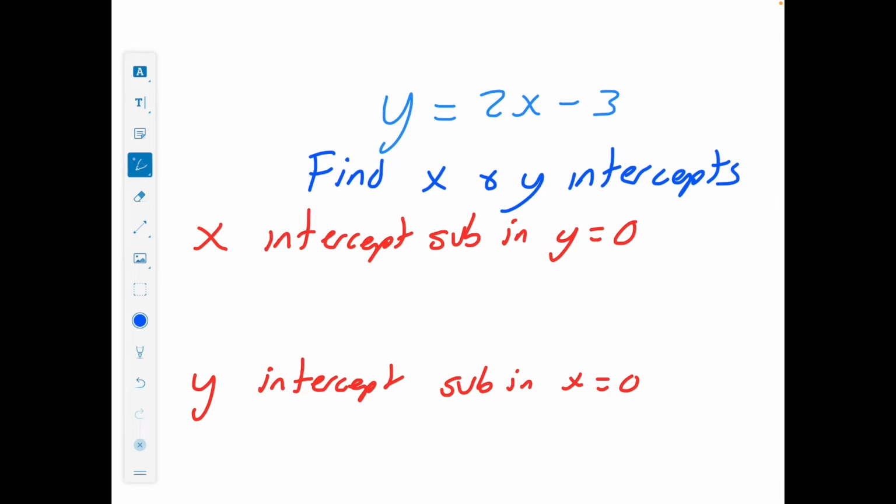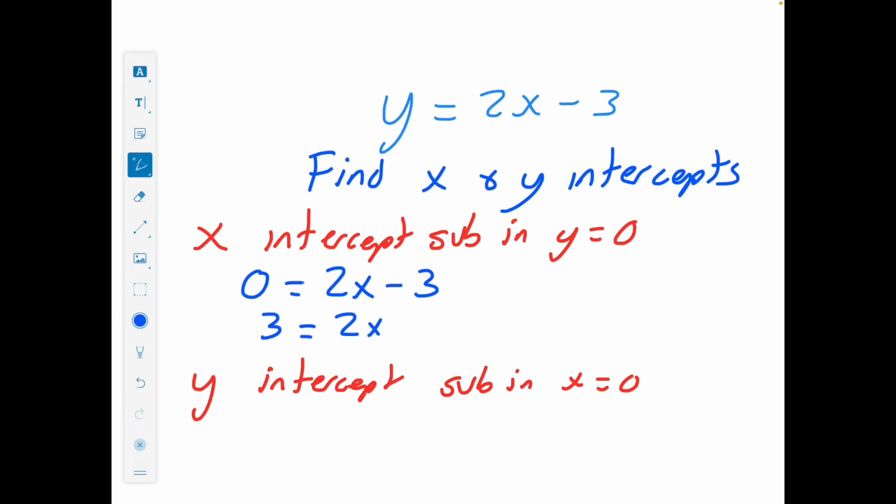Now we'll start. So we'll find the x-intercept, so we're going to sub in y is equal to 0. So we have our equation y is equal to 2x minus 3. So we have 0 is equal to 2x minus 3. Now we want to get x on its own, so this is really good revision of your algebra. So we need to get rid of that minus 3. We want x on its own. To get rid of that minus 3, we're going to add 3 to both sides. So we're going to end up with 3 is equal to 2x.